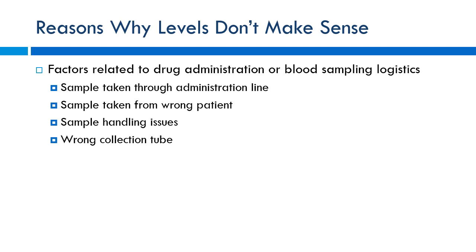Okay, some other factors you have to consider. Taking the sample through the administration line could be a problem if it's not been flushed appropriately. Sample taken from the wrong patient. I talked about the NICU, where we had three sets of twins, baby A and baby B, and baby A's in the B bed, and baby B's in the A bed, and you can see how it can get screwed up. So if you were to check a level on baby A, one question you might want to ask is, well, is it even the right patient? It could be a consideration there, right?